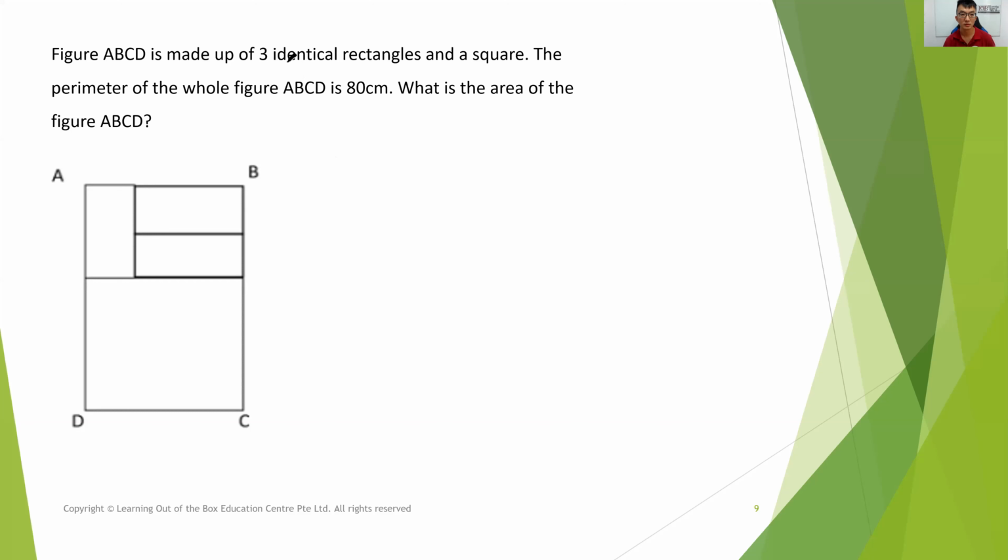Thanks, Vivian. So tell me, what are the keywords that you will highlight? And generally for point 5 and 6, we will also circle the numbers together with the keywords. Okay, so we have 3 identical rectangles and a square. Then perimeter 80 cm. And what's the area?